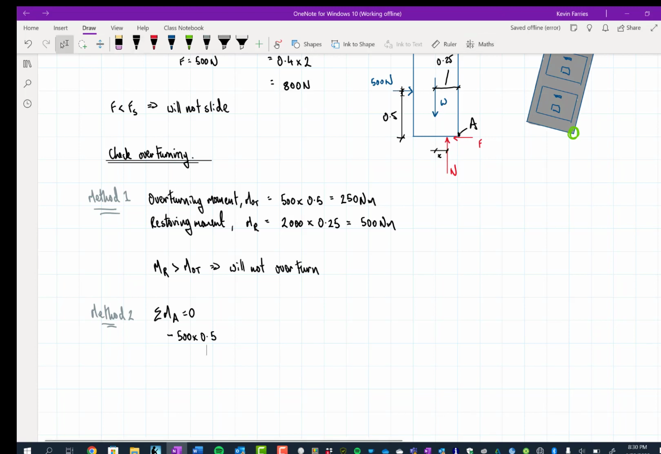And that's actually a couple. So it's the same 500 times 0.5. It's a couple, these two things here. And then we could do W and its lever arm to here, and then we could do N and its lever arm to here. But actually these are a couple as well. So that is the same magnitude as that.